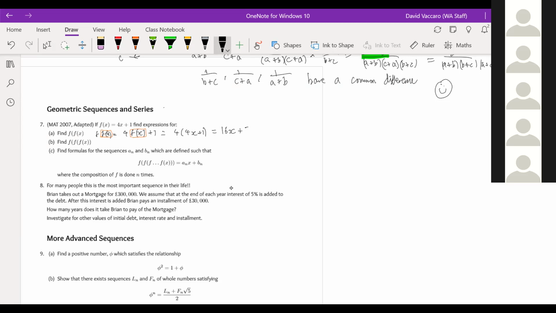plus 5. And now they want me to play the same game. So they want me to find f of f of f of x. So we want to apply f to the previous part. So we want to do f of 16x plus 5, which gives me 4 times (16x plus 5) plus 1, which is 64x plus 21.